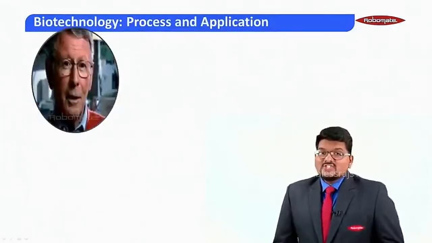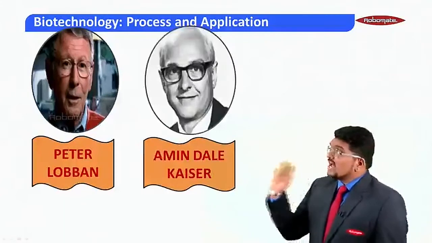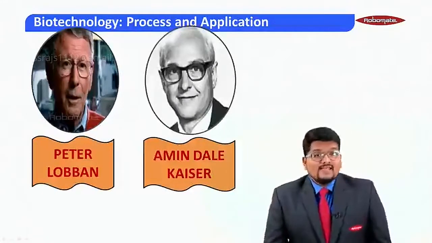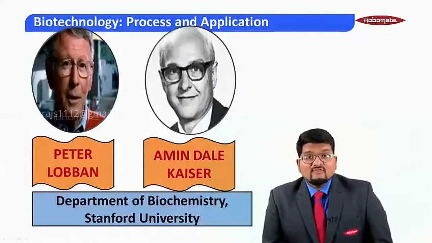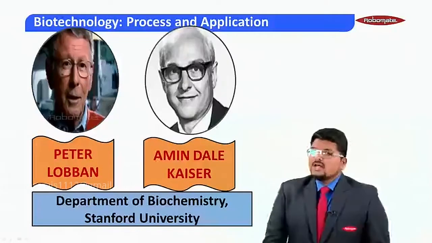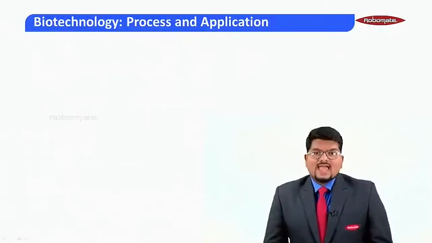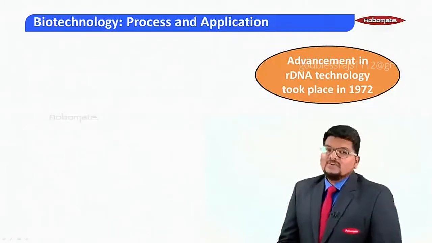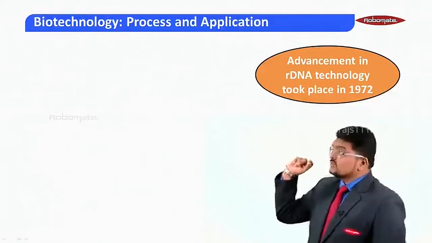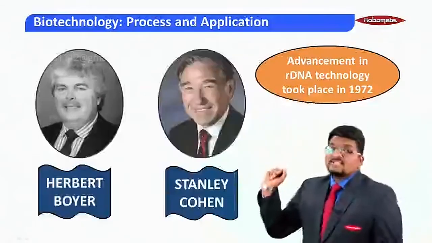rDNA technology was proposed by Peter Lobban, who was a graduate student with Dale Kaiser at the Department of Biochemistry at Stanford University. However, their experiments did not succeed, and the real advancement in rDNA technology took place in the year 1972 with the experiments of Herbert Boyer and Stanley Cohen.